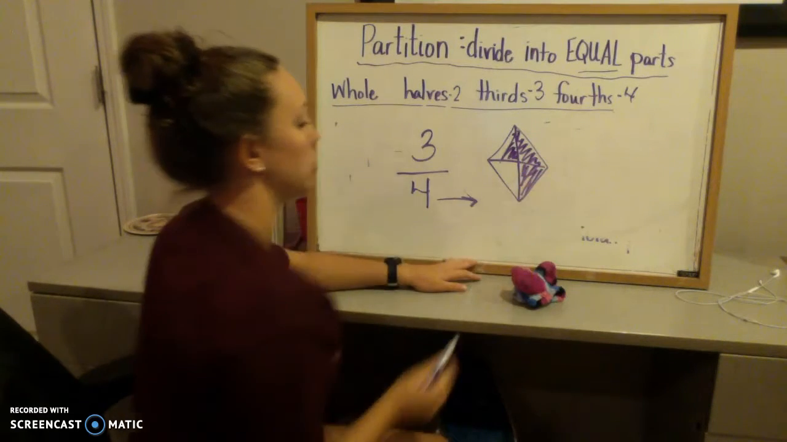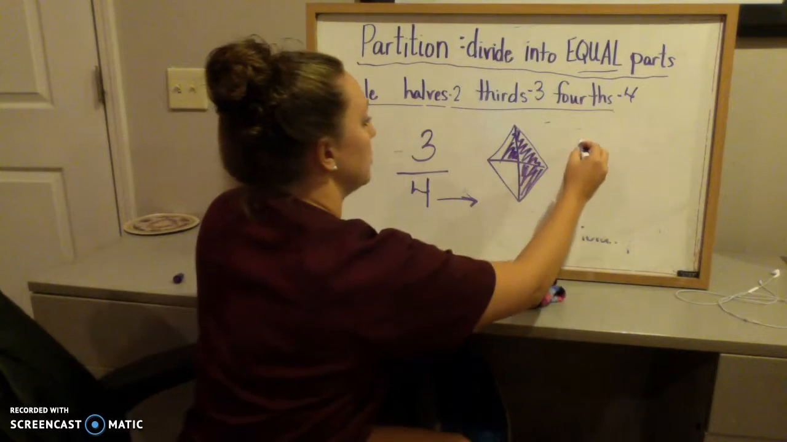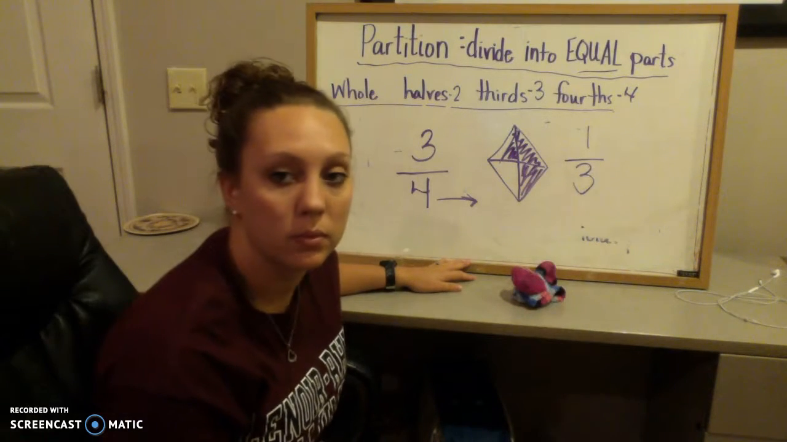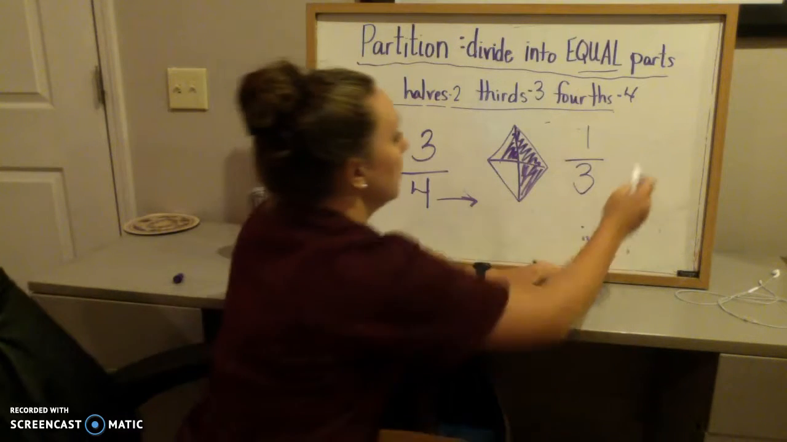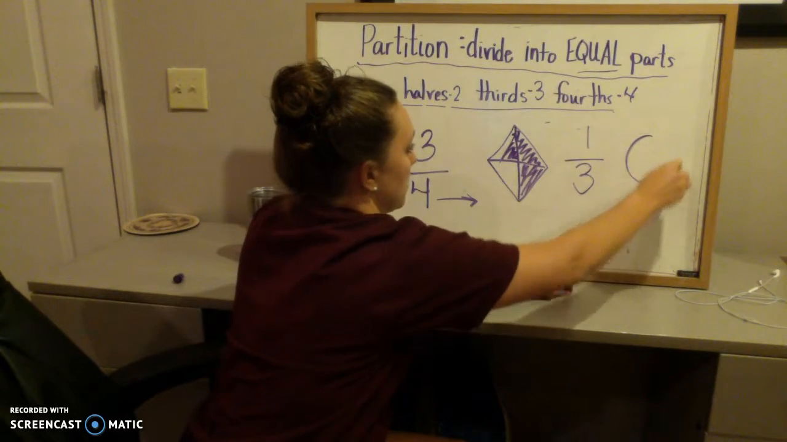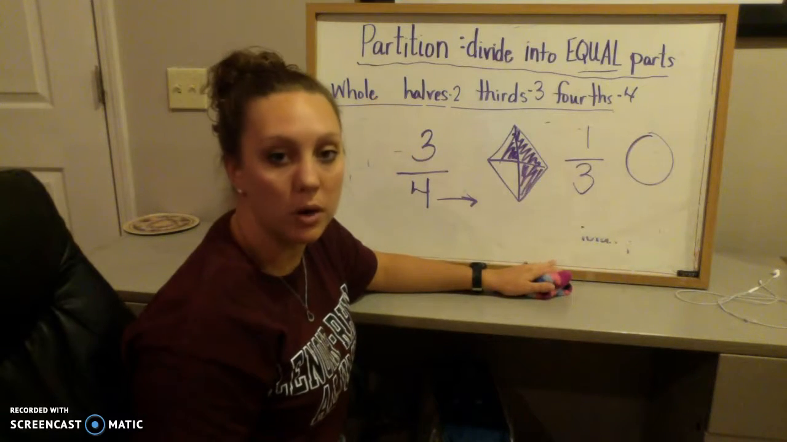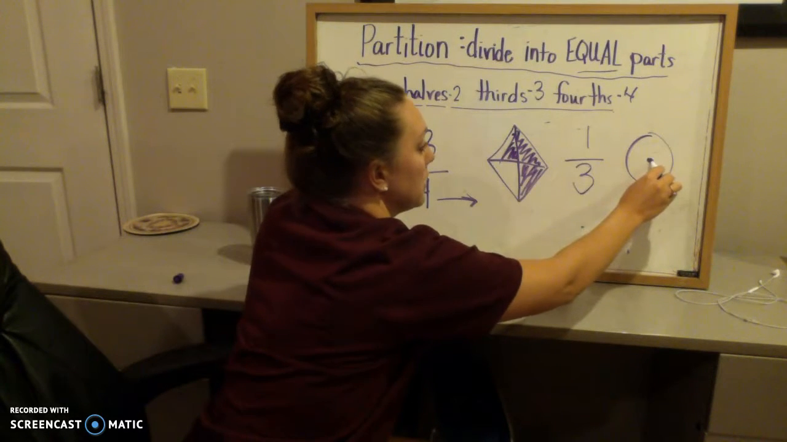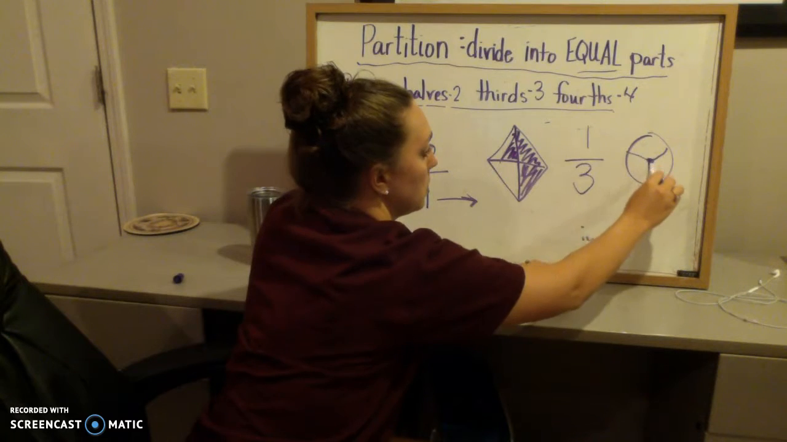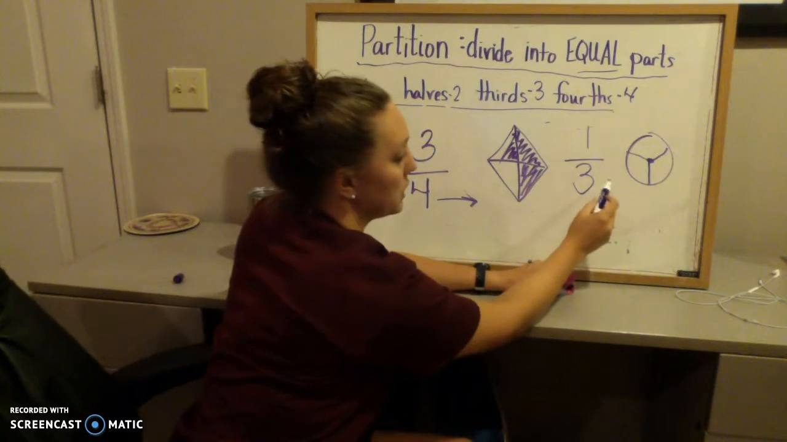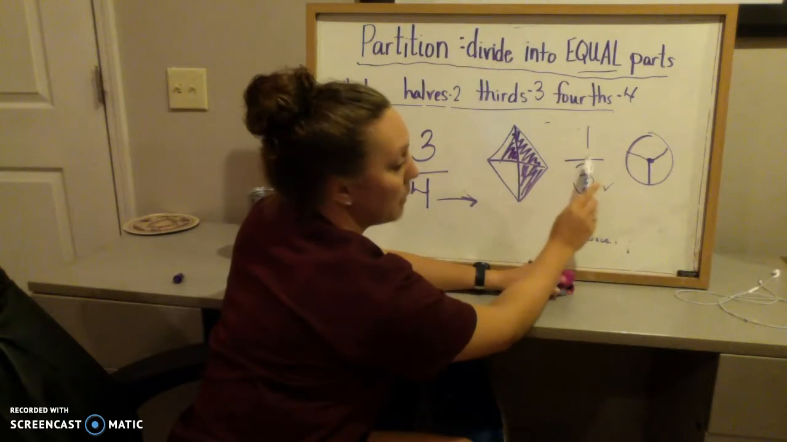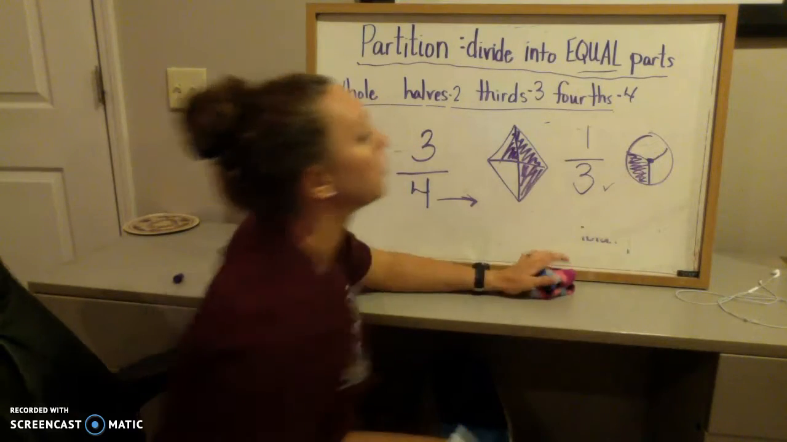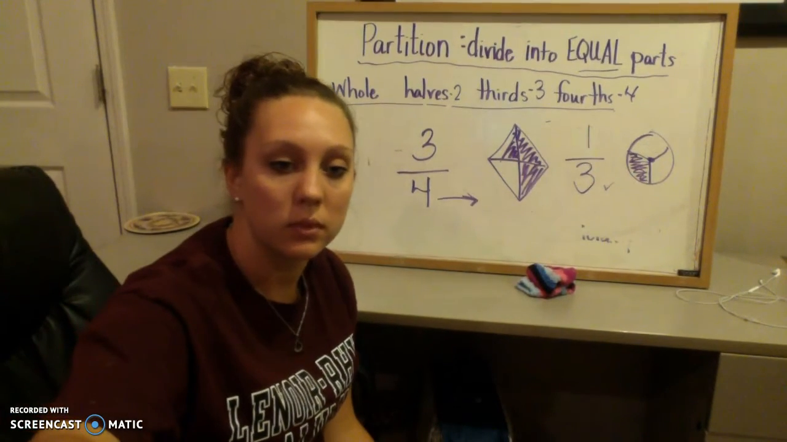Okay, let's try one more. What if I asked you to shade in 1/3? You could choose any shape you wanted. Let's say that you chose a circle. How many total parts does there have to be? 3, right? So I'm going to start in the center so that I make sure that they're all equal. Are there 3 total parts? Correct. How many of those do I have to shade? 1. It doesn't matter which one. Pick whichever one you want. All right? Good job.